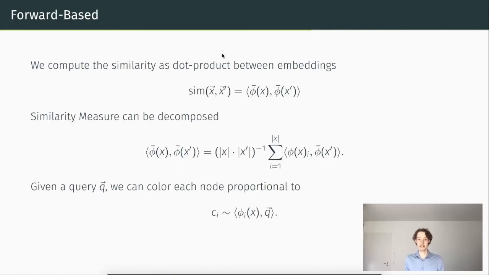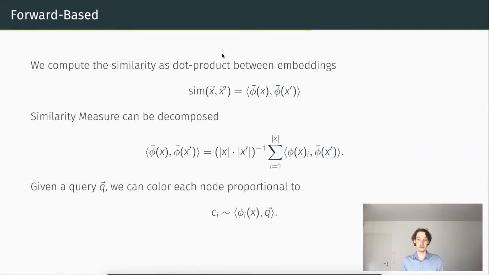So we see that each summand has a different importance for the overall similarity, and we can thus color our tree according to this importance. So we say the color of the ith node is proportional to the dot product of the feature vector at the ith node and the query vector.